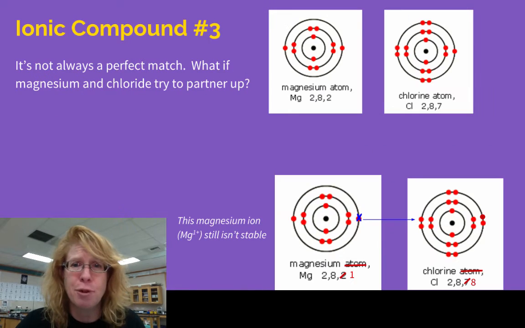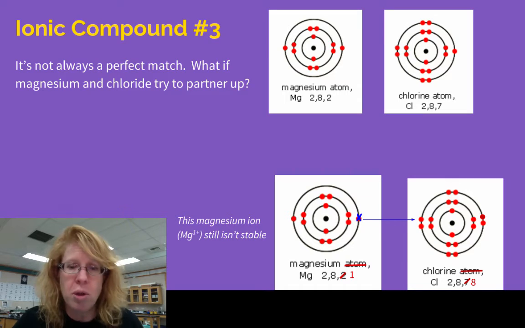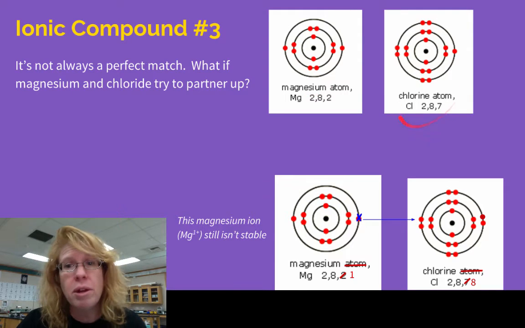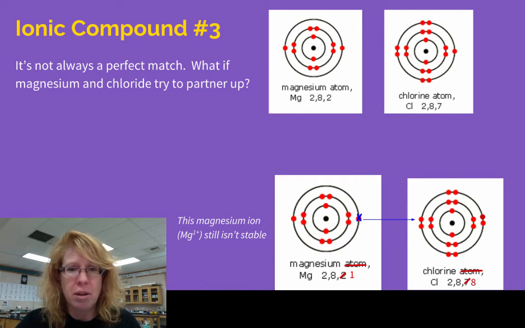It's not always this easy, unfortunately. So what happens if they don't have the exact same charge? I'm grabbing 2 from previous screens that we've looked at. Here's our magnesium atom with its 2 extra electrons that it wants to get rid of. And then here we've got chlorine atoms with 7 electrons. Remember, 8 is the magic number for stability, and it only has 7 there. So again, it wants to gain 1 electron. So what would happen if we have this picture down at the bottom?